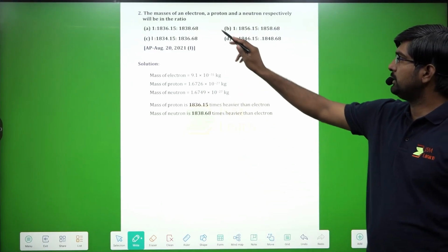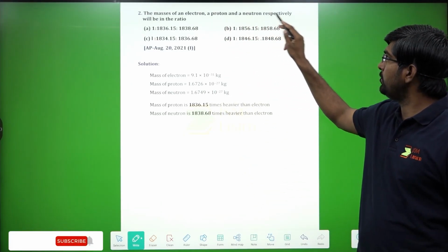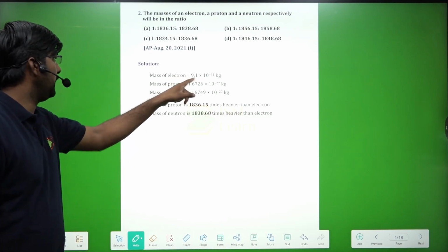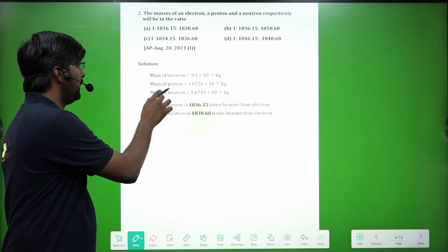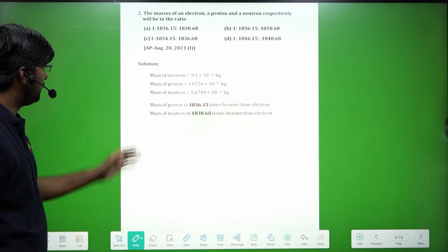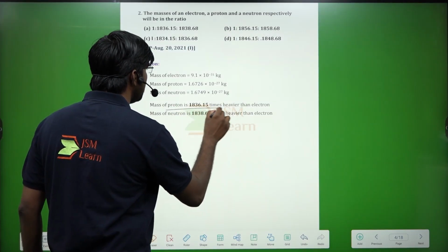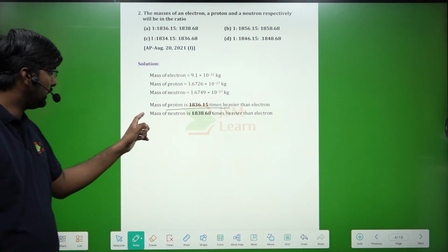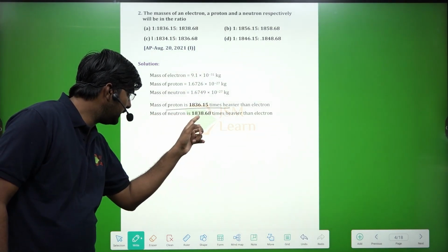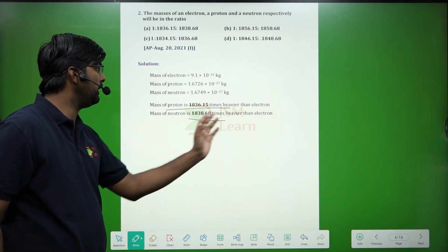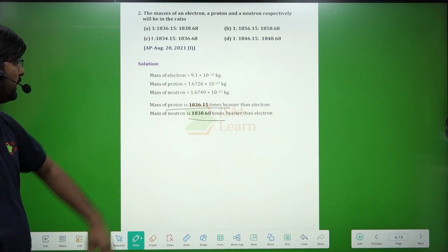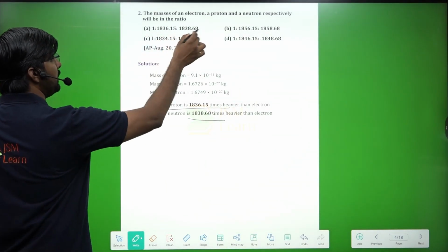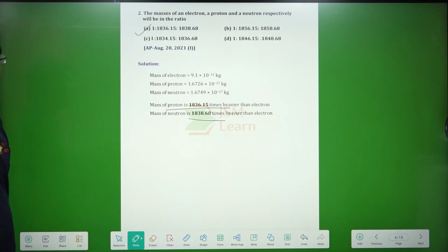Next, the masses of an electron, a proton and a neutron respectively will be in the ratio. See here, these are the masses of electron, proton and neutron. The mass of a proton is 1836.15 times heavier than the electron, and similarly the mass of a neutron is 1838.68 times heavier than the electron. So their mass ratio will be 1 : 1836.15 : 1838.68. So the first option is correct.